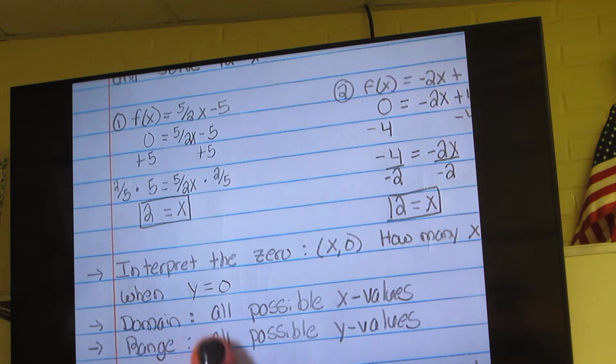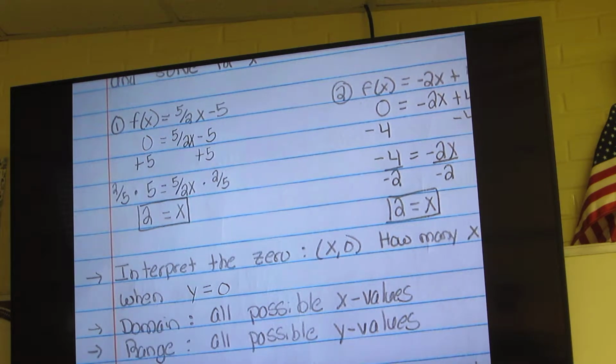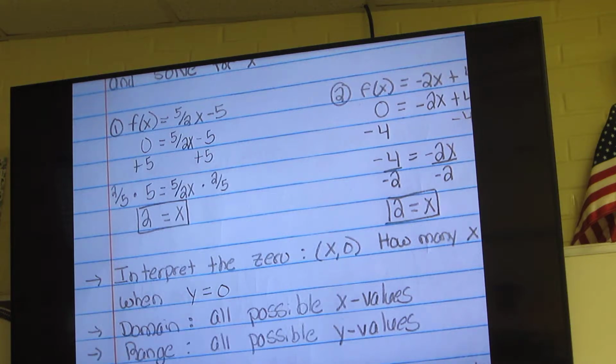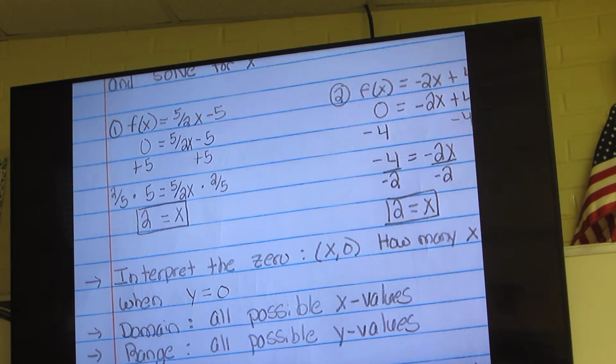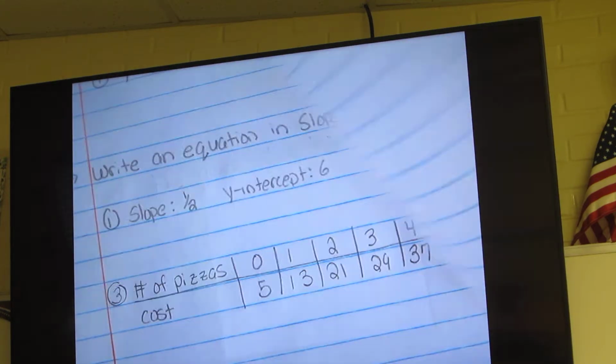Now, reminder about domain and range. Domain is all your possible x values, what makes sense for your x values, which has to do with what the x is talking about, so make sure you're paying attention to that label. And then what are all the possible values for your y's, for your range. So let's look at a word problem and really kind of dive into what that domain and range means.